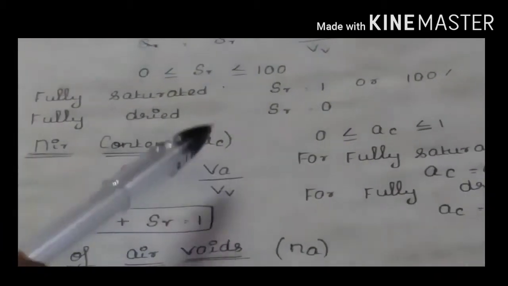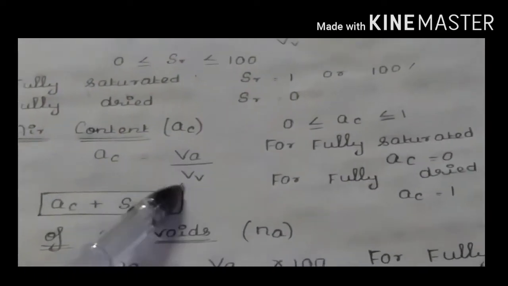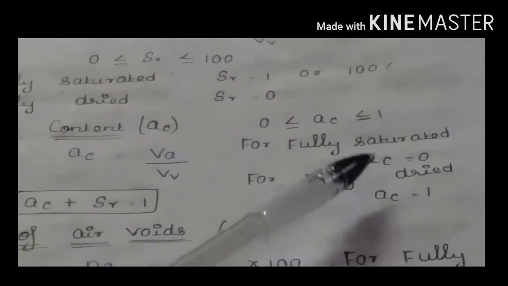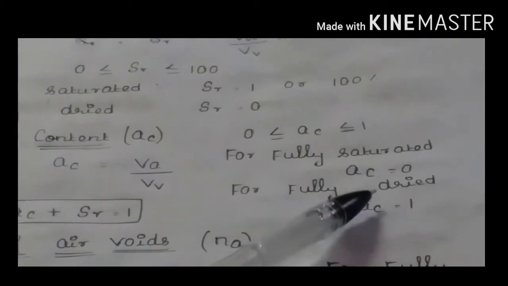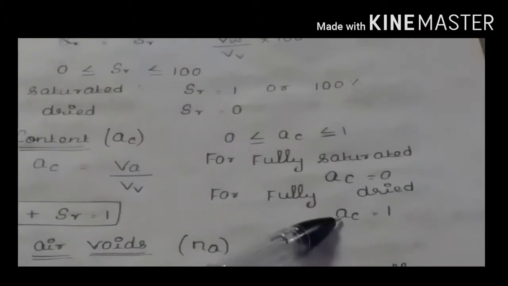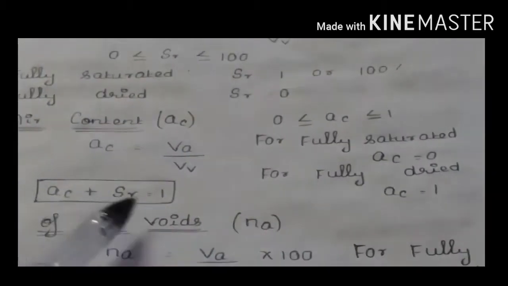Air content is indicated by AC. AC is equal to volume of air to the volume of the voids. Air content value ranges between 0 to 1. For fully saturated, air content is equal to 0 since there will be no presence of air. For fully dried, air content is equal to 1. A relation between air content and degree of saturation is air content plus degree of saturation is equal to 1.